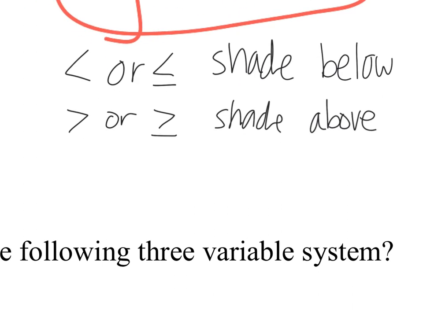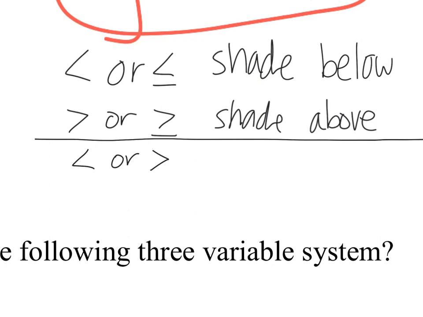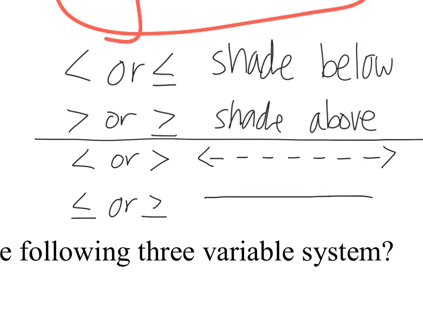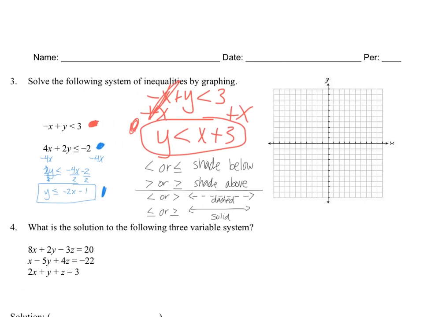Now, also, if it is less than or greater than, you're going to line it with a dashed line. Your line will be dashed. While if it is greater than or equal to or less than or equal to, you will be lining it with a solid line. So you have solid and you have dashed. Make sure you take all of that into account when you are graphing these inequalities.